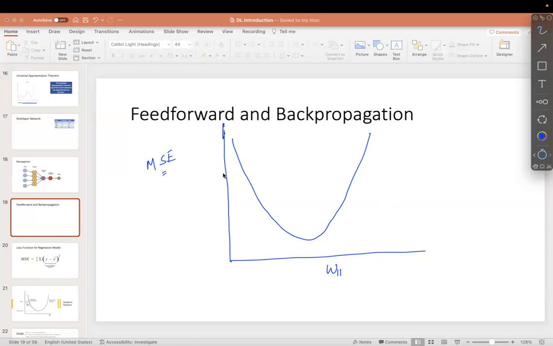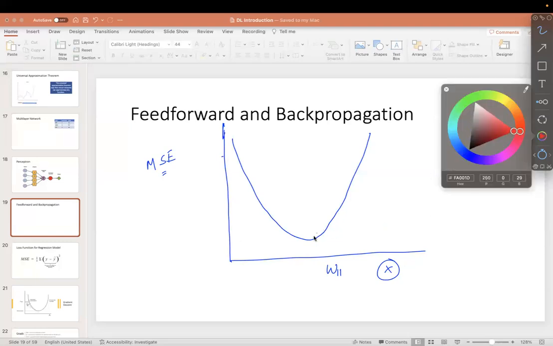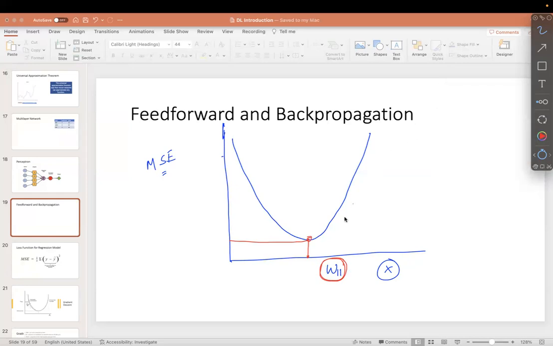Now, this x-axis represents the possible values for W11. For every value of W11, there is a value of MSE that we have. But the most optimal value is what? In this case, this is the most optimal value, because that is the value where the MSE is minimum. If you can estimate W11 to be this particular value, then we have reached the minimum point, and that W11 is the most optimal value estimation.